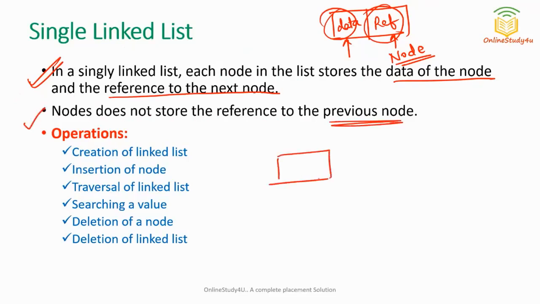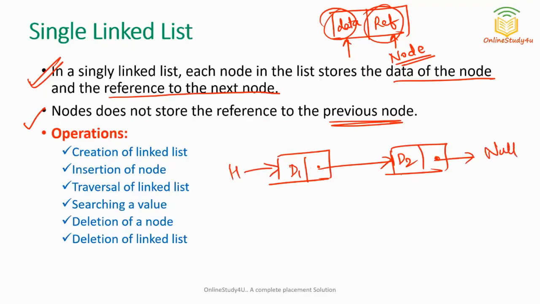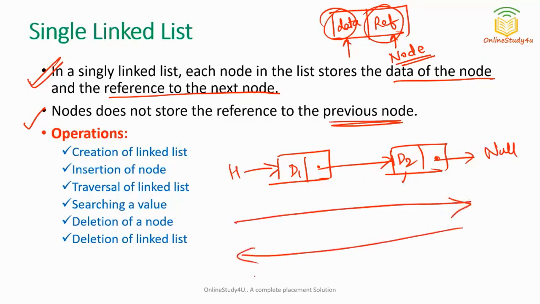Suppose we have two nodes here. This is first node, this is second node. We have a data 1 here, we have a data 2 here. Now this is pointing to this node. Suppose this is the head pointing to this node and this node is pointing to null. Now we don't have a reverse pointer. We can iterate from this pointer head to null, but we cannot traverse backwards. We cannot come from this to this because there is no reference at all.